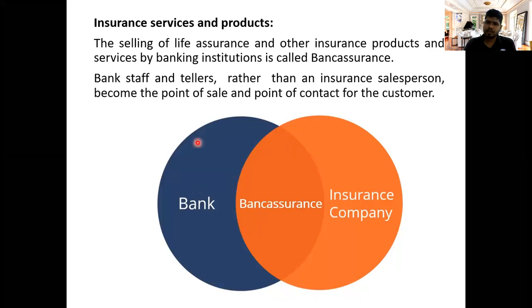Bank assurance here means the blue circle. What is it? It's a bank. It's a traditional banking service. Then there are insurance companies, which are involved in insurance but not involved in banking activities. And the pure banks are not involved in insurance activities.